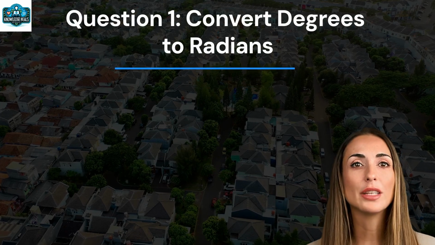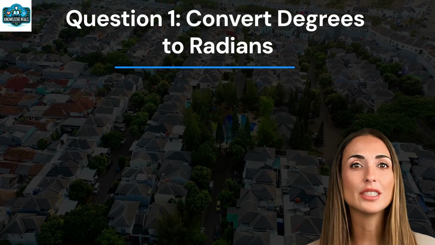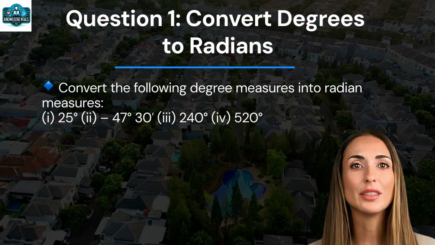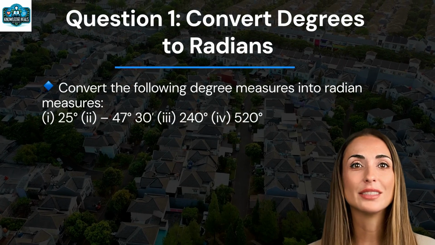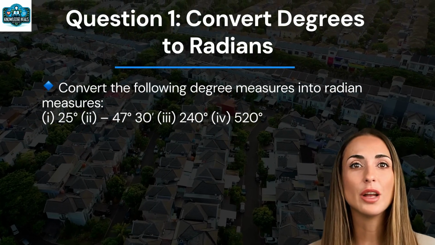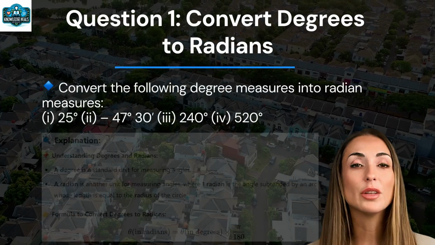Our question 1 is convert degrees to radians. Convert the following degree measures into radian measures. First is 25 degrees. Second is minus 47 degrees 30 minutes. Third is 240 degrees. Fourth is 520 degrees. We will see our first step of solving the problem.